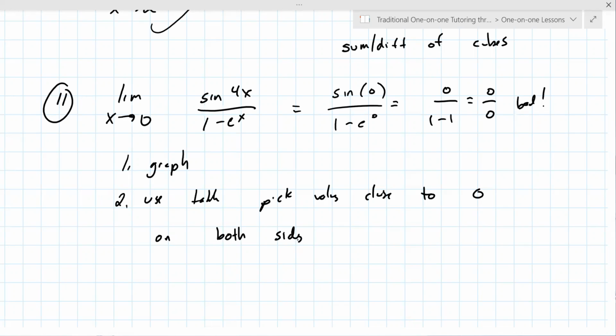So if we do y equals sine of 4x, make sure you get those parentheses around it, divided by 1 minus e to the x.